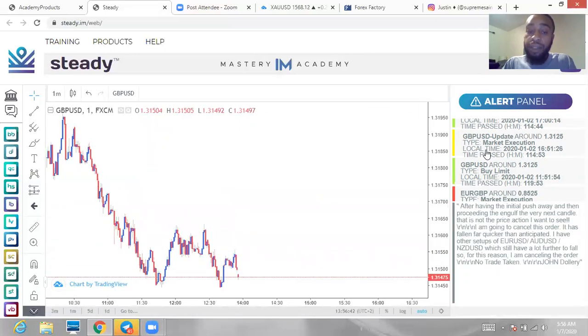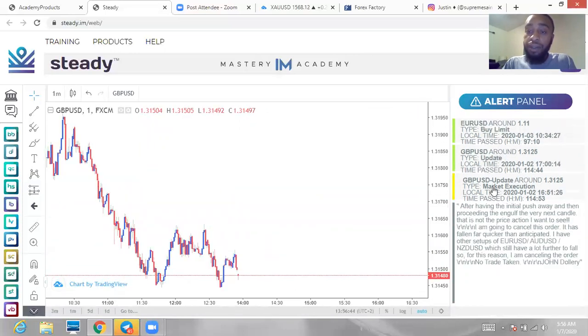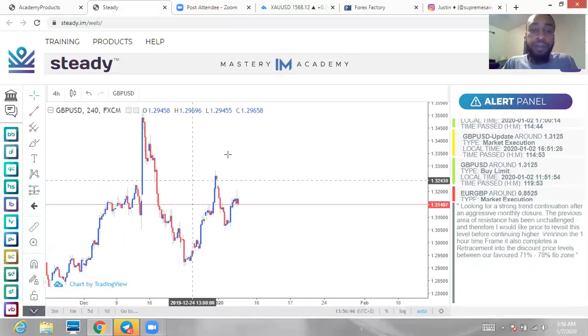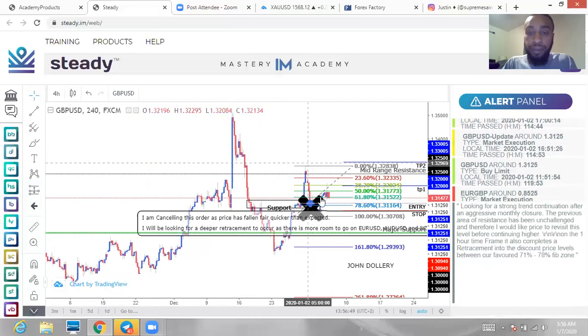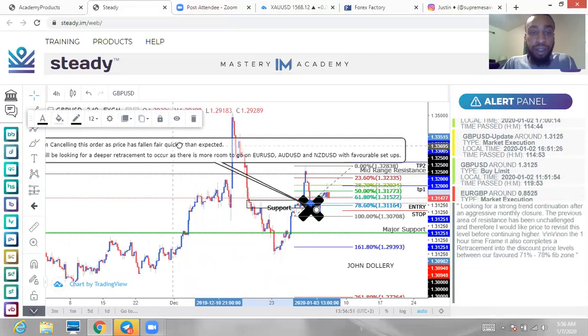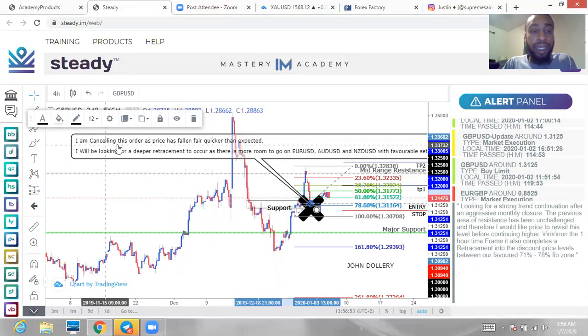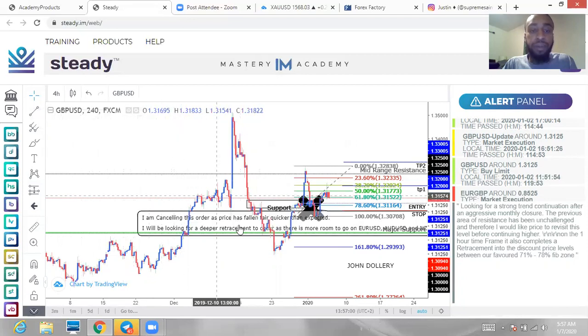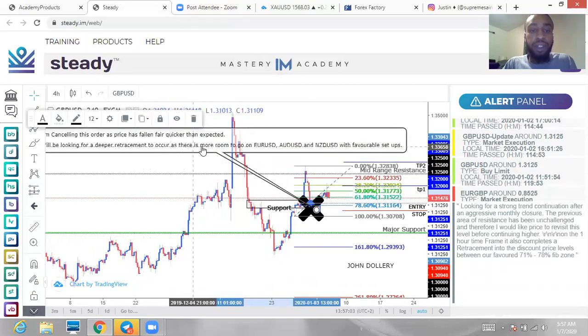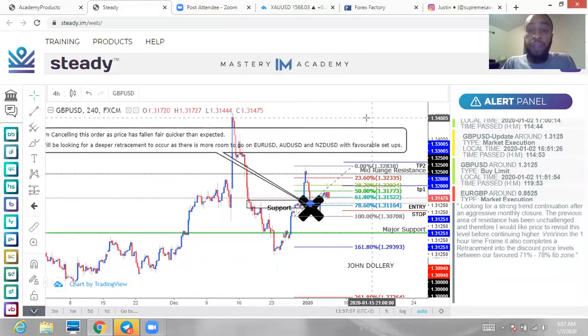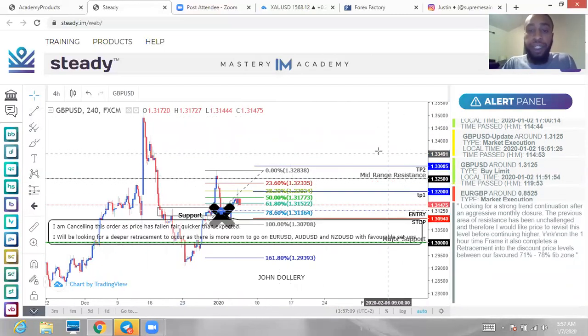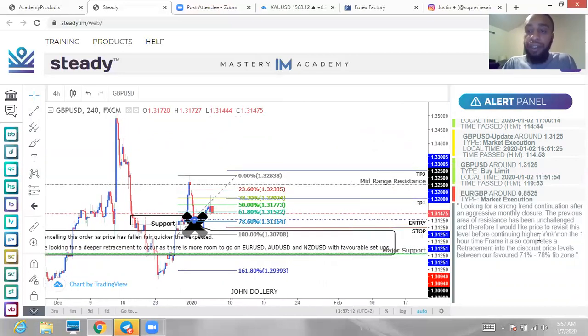If you were to have clicked on the update, it would have told you, well, let me go back to this one. So this example right here, you see this message: I am canceling this order as price has fallen far quicker than expected. I will be looking for a deeper retracement to occur as there is more room to go. So you would have gotten an alert. You would have checked this message. He gives you another paragraph over here explaining more in detail.